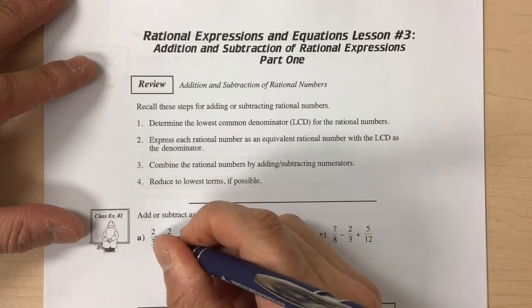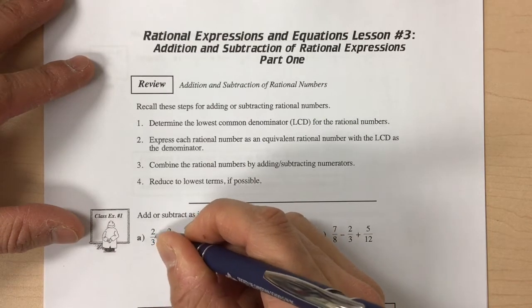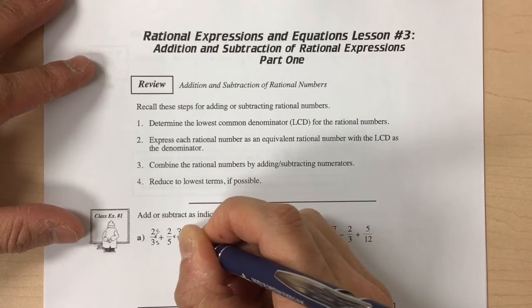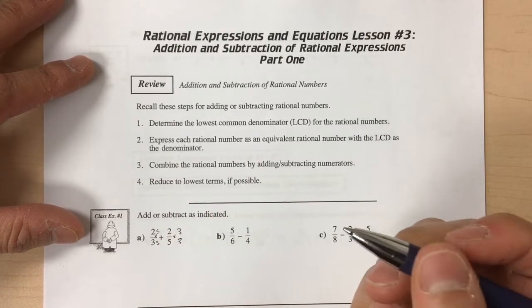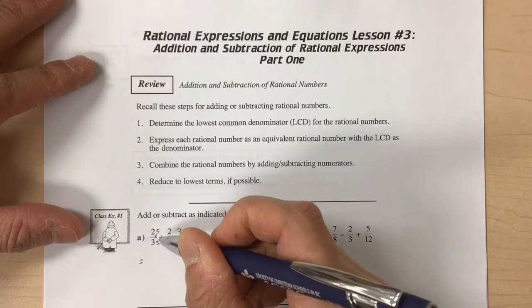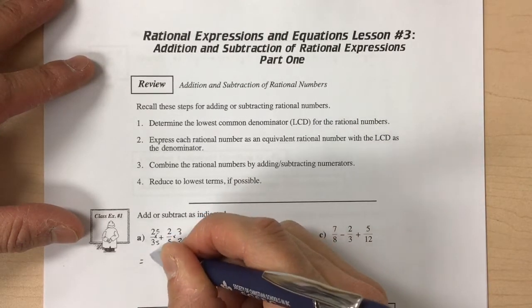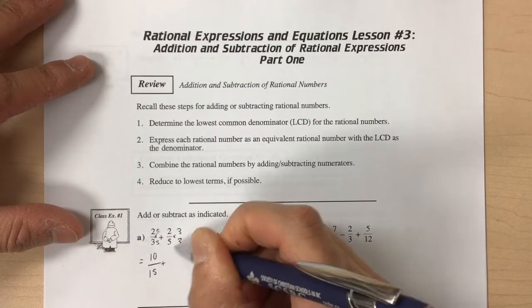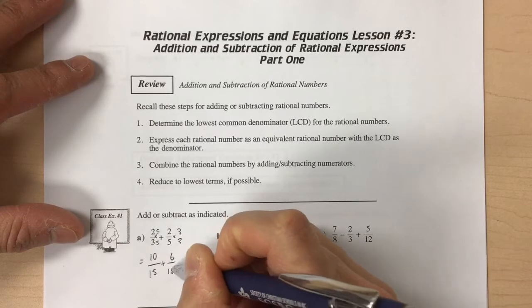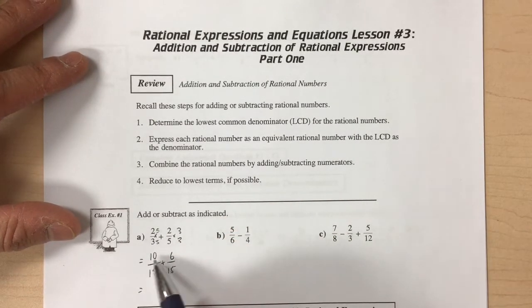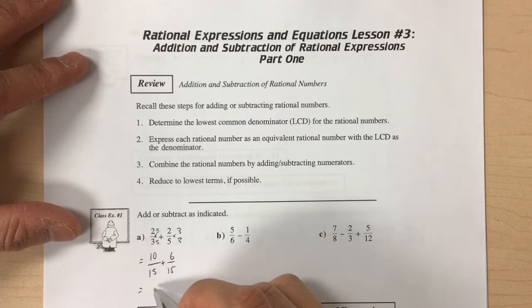So if I multiply 2/3 by 5 and 2/5 by 3, then I'll have my lowest common denominator, which doesn't actually change the value of my fraction. It just makes it a larger fraction. So we have 10/15 plus 6/15, which if we were to combine those, we would end up with 16/15.